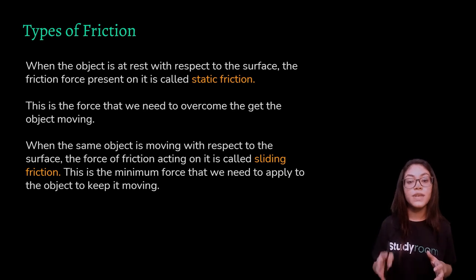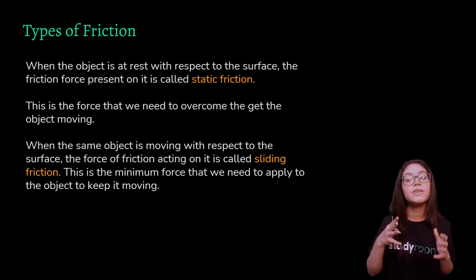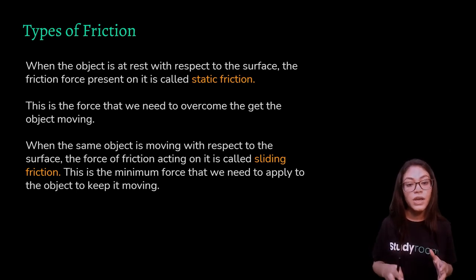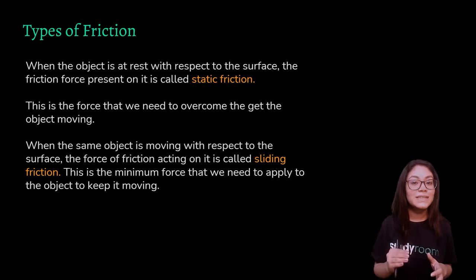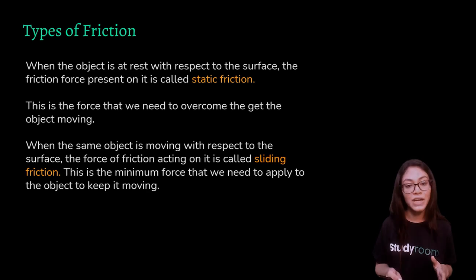And when the same object is already in motion with respect to the surface, the force of friction acting on it is called sliding friction. This is the minimum force that we need to apply to keep the object moving. That is, sliding friction will be less than static friction, because the force required will be more to overcome static friction and less to overcome sliding friction.